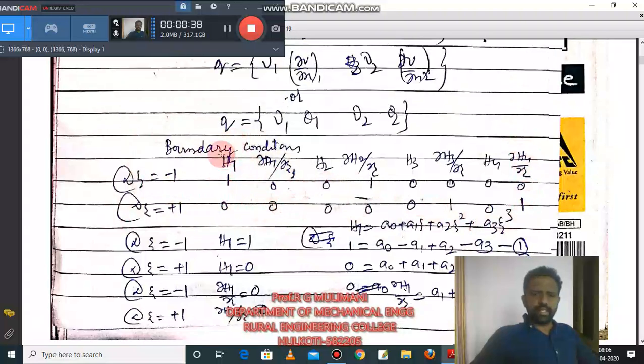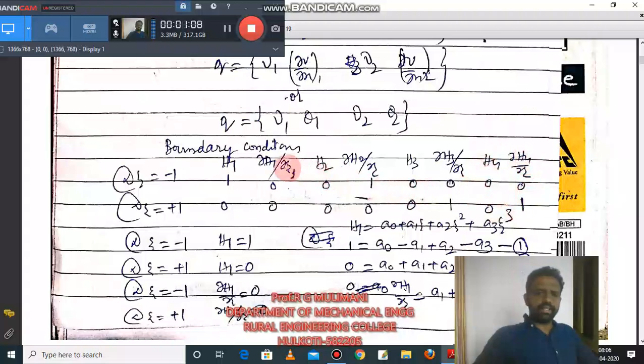This is vertical displacement at node 1. Considering vertical displacement, we have written the boundary conditions. Considering the slope at node 1, we have written these boundary conditions. Similarly, vertical displacement at node 2. You just make this correction: it is 0, 1 and it is 0, 0. Similarly, considering the fourth nodal displacement, that is slope at node 2, we have written these boundary conditions.